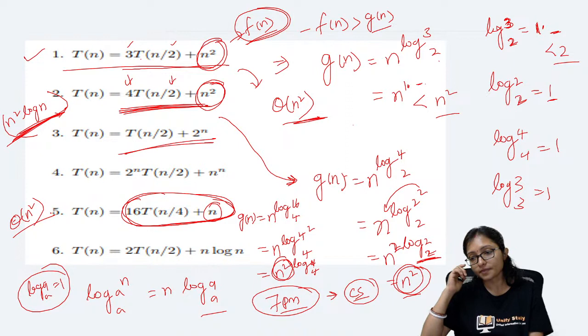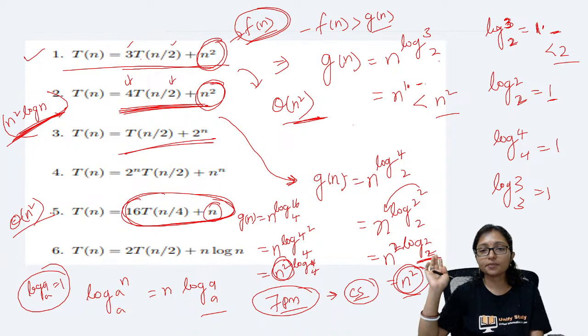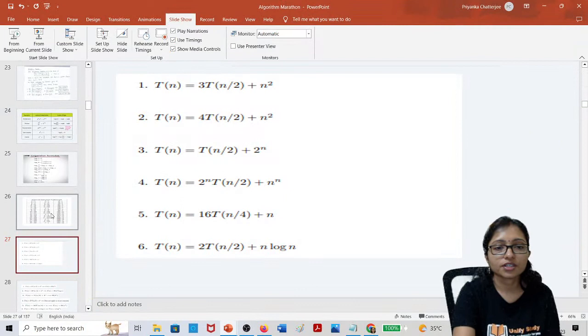Okay, theta of n square it will be, just do it, easy peasy lemon squeezy. Is it easy or not? Like this way only questions are coming, n square, right.